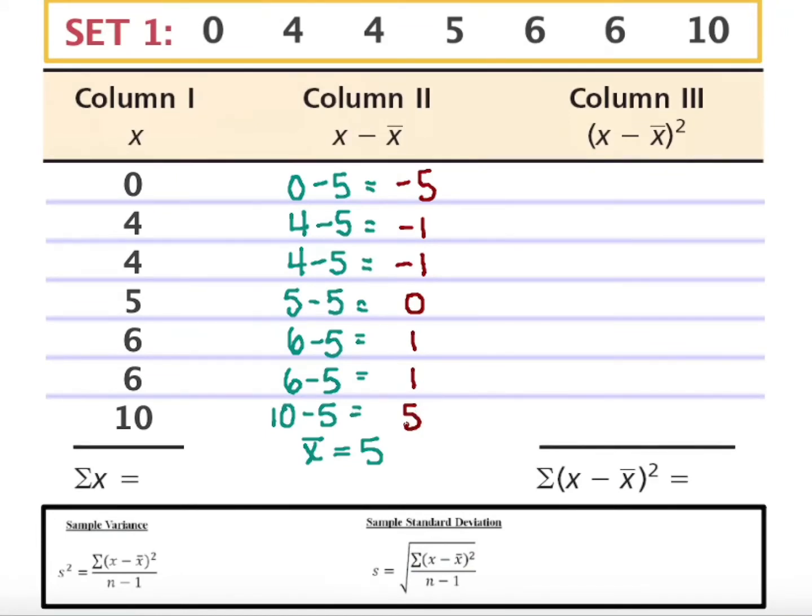So what those numbers tell us is basically just how far each x value is away from that average. Since 0 was below the average, that one came out negative. Since 10 was above the average, that one came out positive. Now we're about to square each of those values.